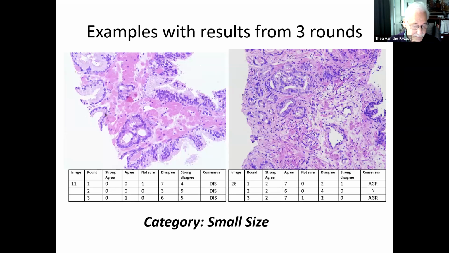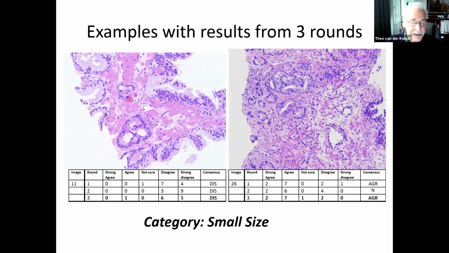Here, 2 cases of the category small size, as you can see at the bottom of the slide. A small glandular structure with 3 lumina can be seen on the left image. Most panelists disagreed with a diagnosis of cribriform pattern. There was strong disagreement or disagreement in almost all cases by almost all panelists. Only 1 panelist in the 3rd screening round agreed with the diagnosis of cribriform, but all of them were disagreeing, and there was consensus on disagreement.